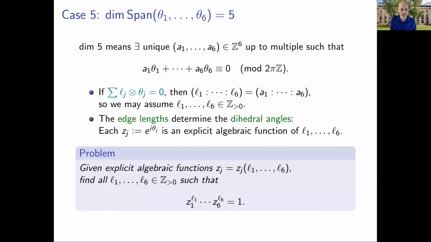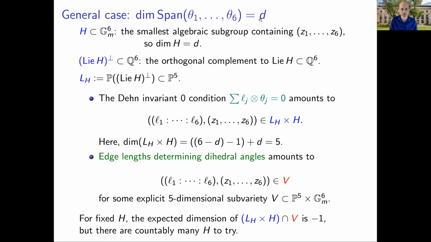Okay, and this is case 5, and there are also those other cases. So in general, if you have fixed some other dimension of the span, call it D.